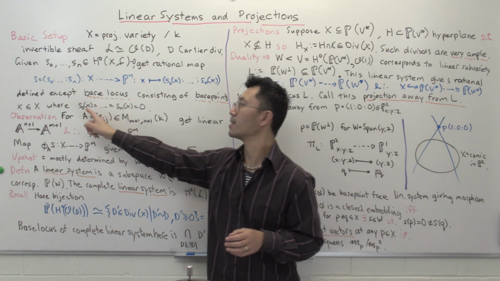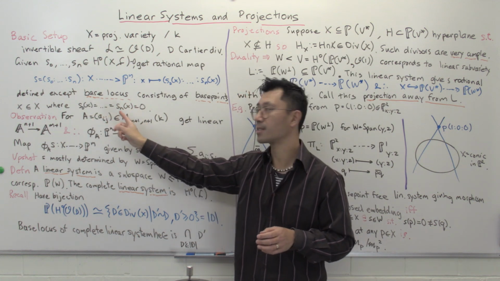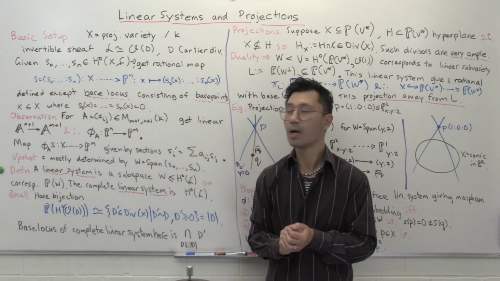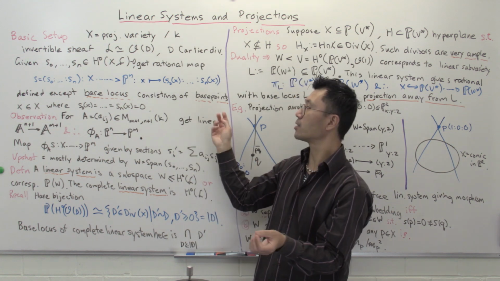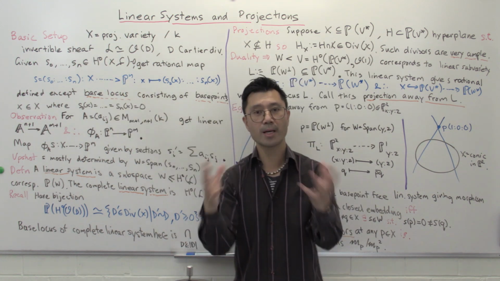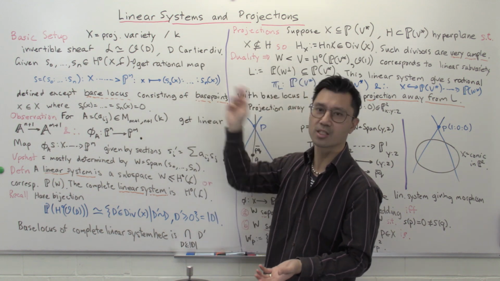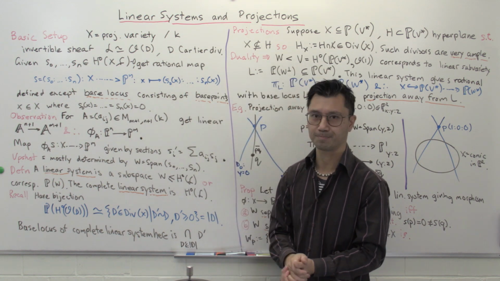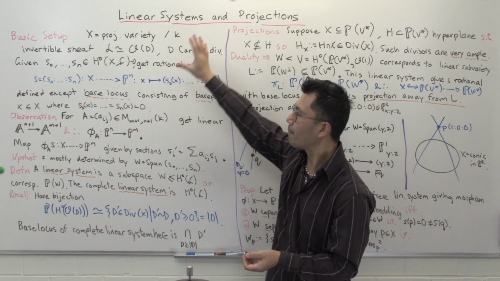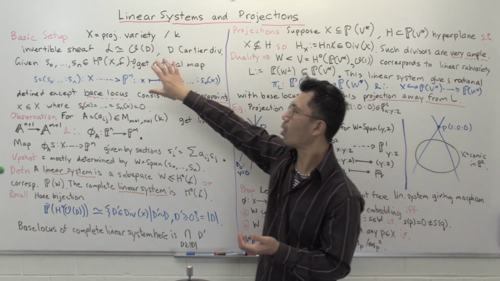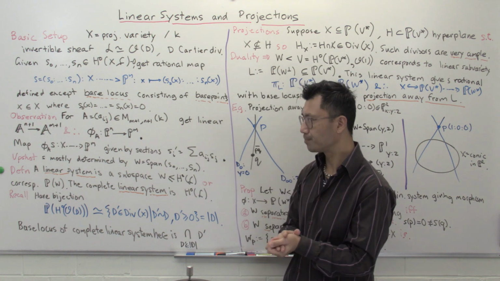Okay, a base point where S0(x) up to Sn(x), all of these sections are zero there. And the set of all these base points is called the base locus. So it's not defined on the base locus, okay, but away from this base locus, where at least one of these sections is non-zero, it will be defined. Okay, so that's the basic setup that we need, and that's why we use these invertible sheaves.